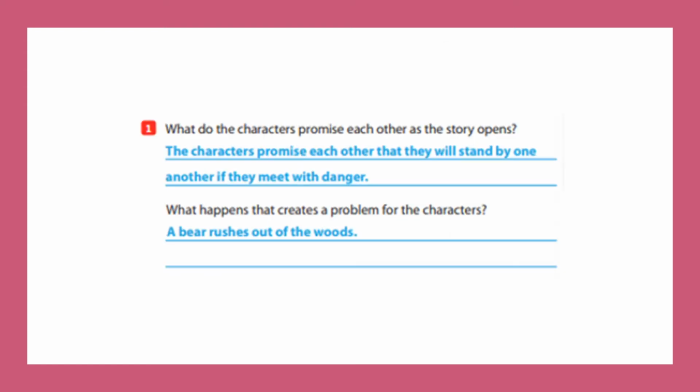My answers are on the screen. First, I said the characters promise each other that they will stand by one another if they meet danger. Then what happens is that a bear rushes out of the woods. If you got both answers correct, good job. Let's go to the next part.